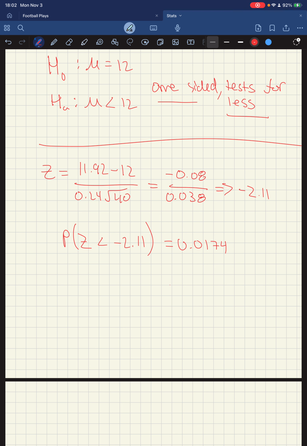So then your p-value is equal to 0.017. Decision. Part 3. At the alpha equals 0.05 significance level, what is your conclusion? Write your answer in a complete sentence in context.